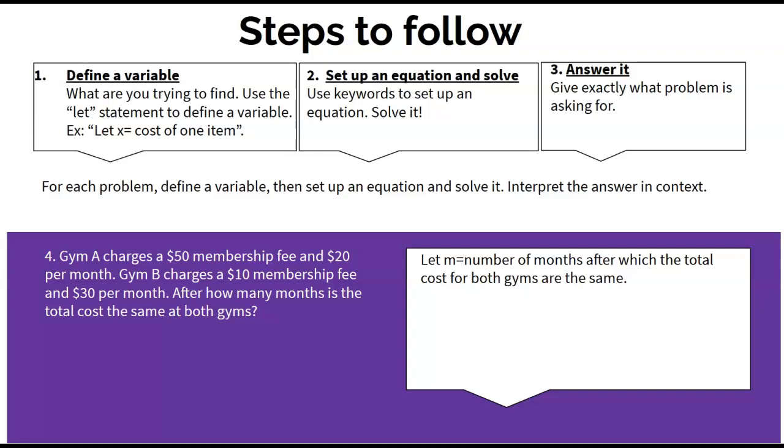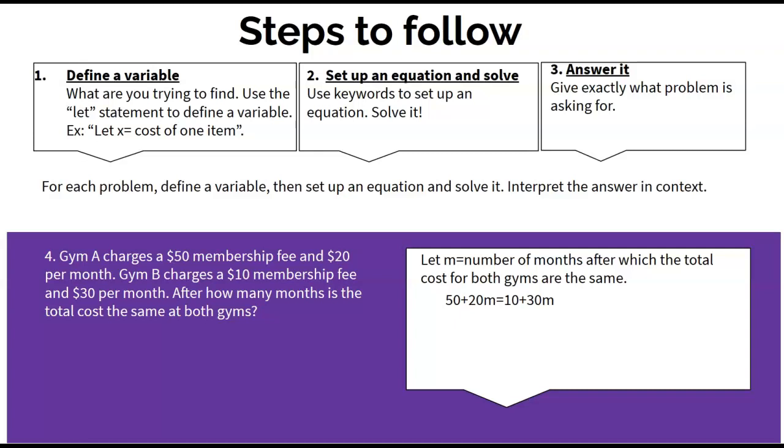And so, how would you set up an equation? What do you think? How much does Gym A charge? Gym A charges a $50 membership fee to start and $20 for each month. And Gym B charges a $10 membership fee plus $30 per month. So think about it. What is your equation? You are absolutely correct. Your equation is 50 plus 20M equals 10 plus 30M.